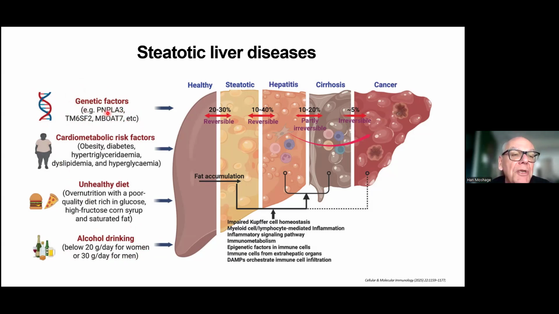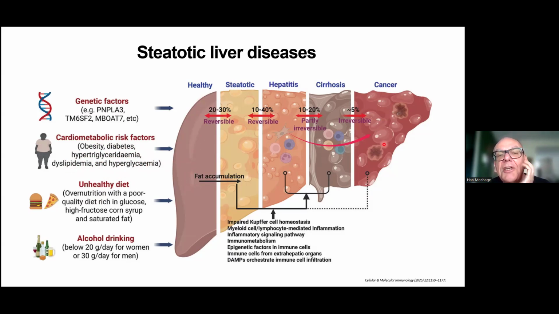For example, the PNPLA3 gene, which is a gene involved in lipid metabolism, certain variants of that gene predispose to steatotic liver diseases. And then you can also have an increased risk of fatty liver if you have obesity, which is related to the unhealthy diet, diabetes, but also certain disturbances in lipoprotein metabolism. So hypertriglyceridemia and dyslipidemia can also be risk factors for steatotic liver diseases or fatty liver diseases.